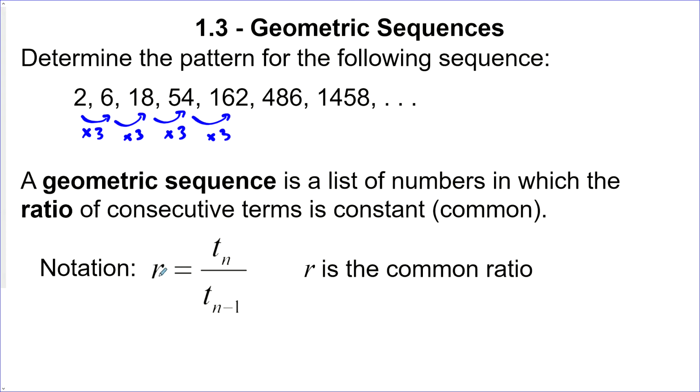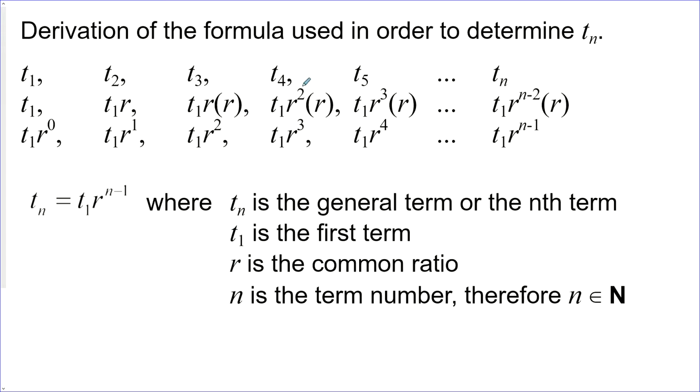So this is our notation. R is going to be our common ratio, and Tn divided by Tn minus 1 is how we get that ratio. We want to derive the general term for geometric sequences, Tn. Now let's start off with just T1, T2, T3, T4, and so on, all the way to Tn. And we're going to derive this just by observing the pattern. So T1 is just T1. T2, though, can be written as T1 times this R value.